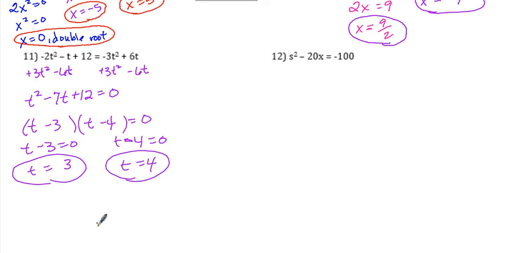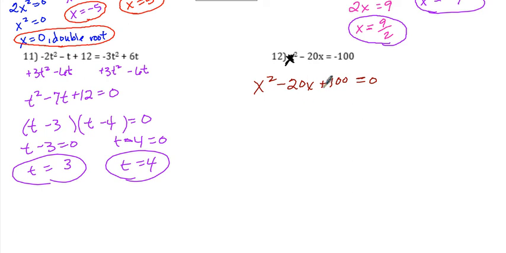Alright, we have a little bit of a typo on number 12. This should read x squared minus 20x equals negative 100. So once we have that fixed, let's shove everybody on the left and look at what we have. Gosh, this looks awful familiar. This looks like a perfect square trinomial. I've got something squared here, and double those 2 things here.